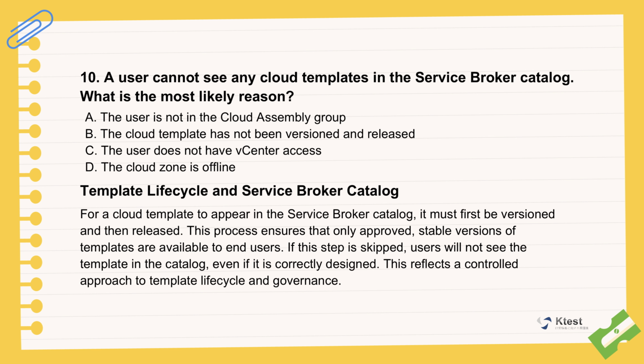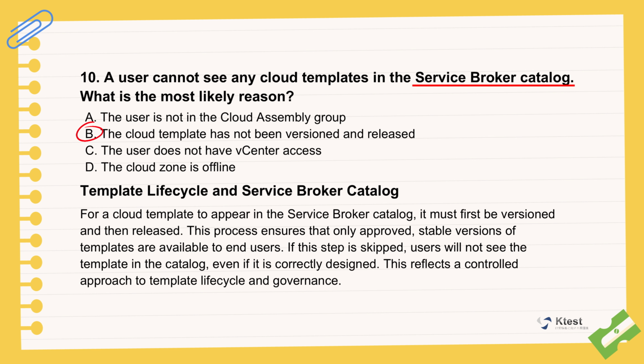Question 10. A user goes to the service broker catalog looking for a template to deploy, but they can't find it. What's the most likely reason? Yes, the invisible template problem. Happens a lot. It can, especially when you're starting out. The most probable cause here is that the cloud template, even if it exists and is saved correctly back in Cloud Assembly, hasn't been properly versioned and then released to the service broker.